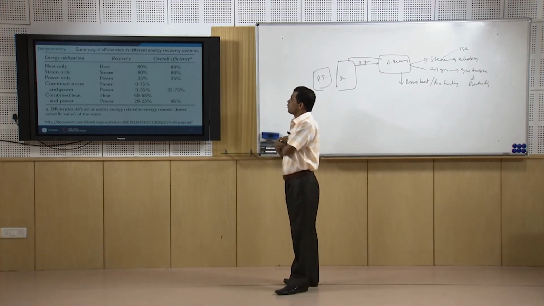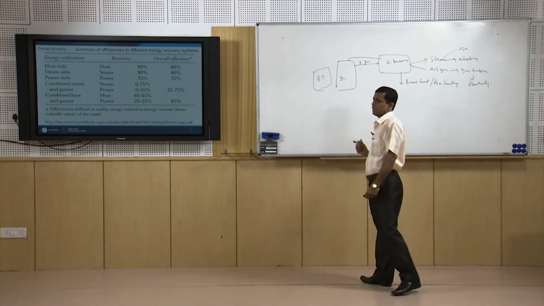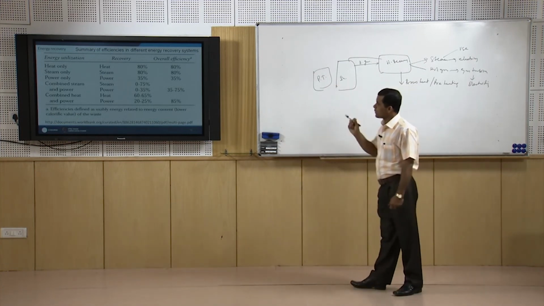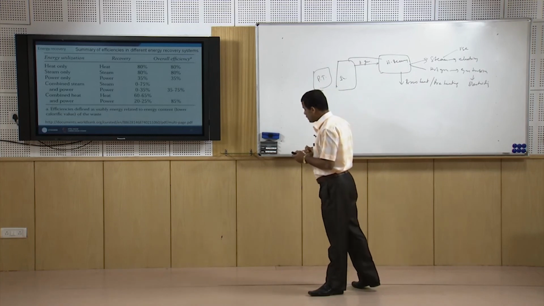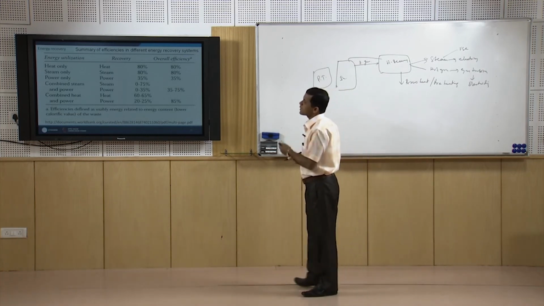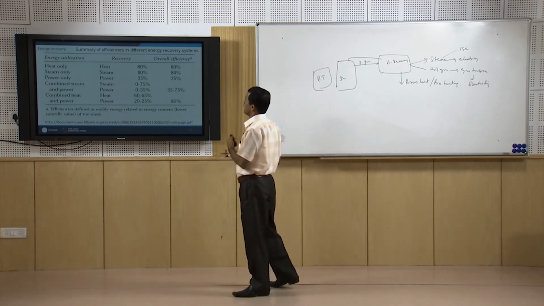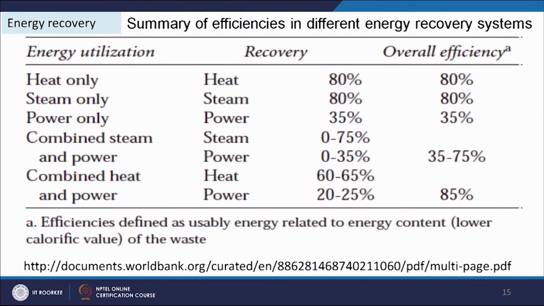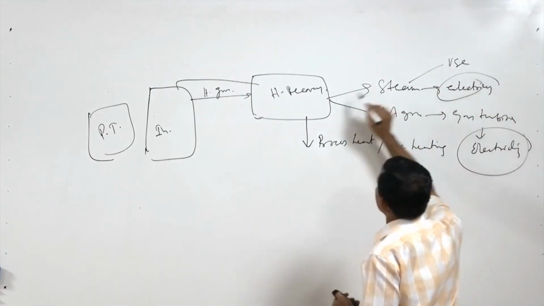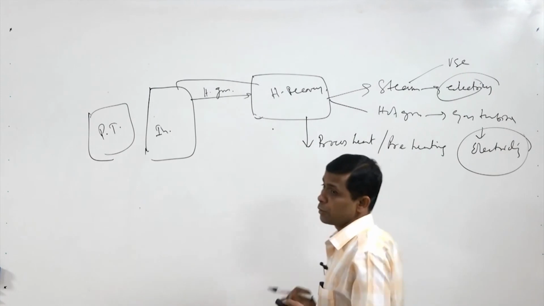Now, the recovery and overall efficiency of these alternative options are not the same. As for example, if we use this hot gas only for heat applications, we can get 80% heat recovery. If we use steam only, then we can get 80% recovery again. We can get power only 35% recovery. So, of the heat which is available here, only 35% can be converted to electricity.